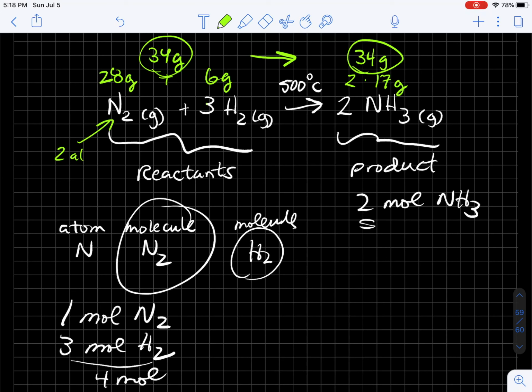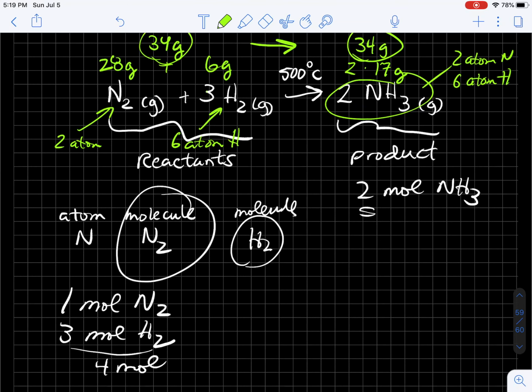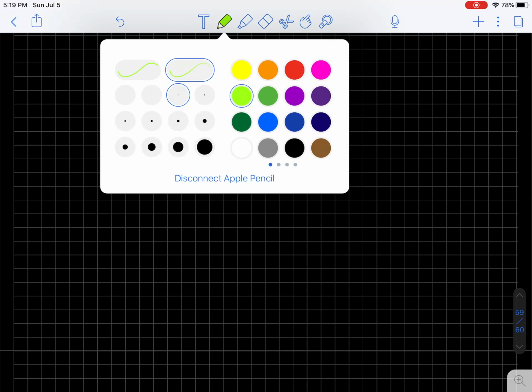But the atoms stay the same on both sides. We have 2 atoms of nitrogen, 6 atoms of hydrogen on the left side, and if you look at the formula of ammonia, we get 2 atoms of nitrogen and 6 atoms of hydrogen. So we didn't change the number of atoms or the types of atoms, so we didn't change the mass. What we changed was the way that they were connected to each other.